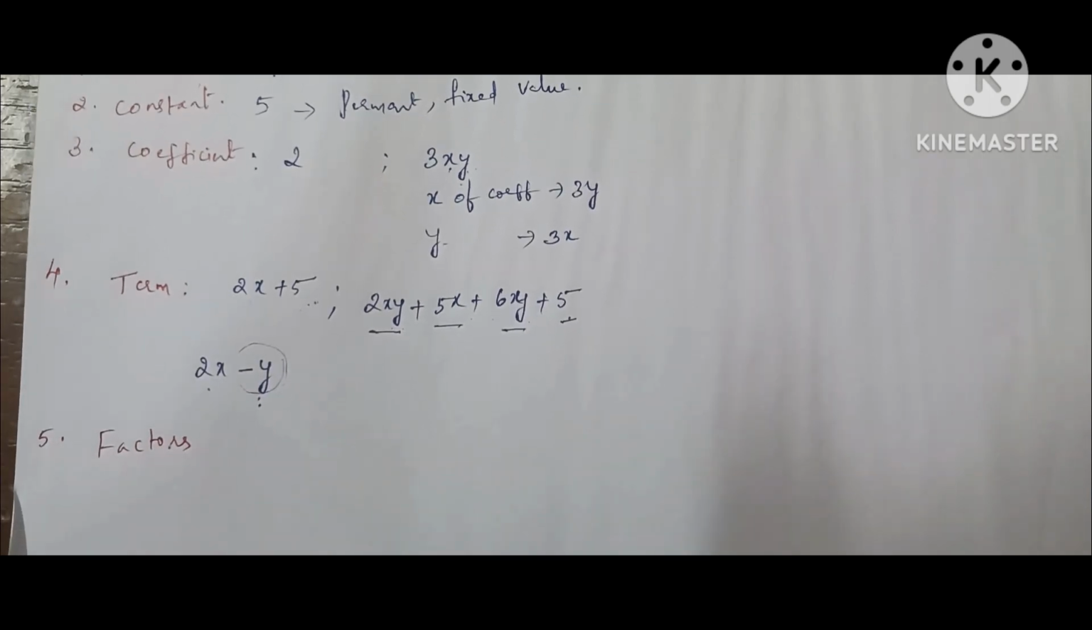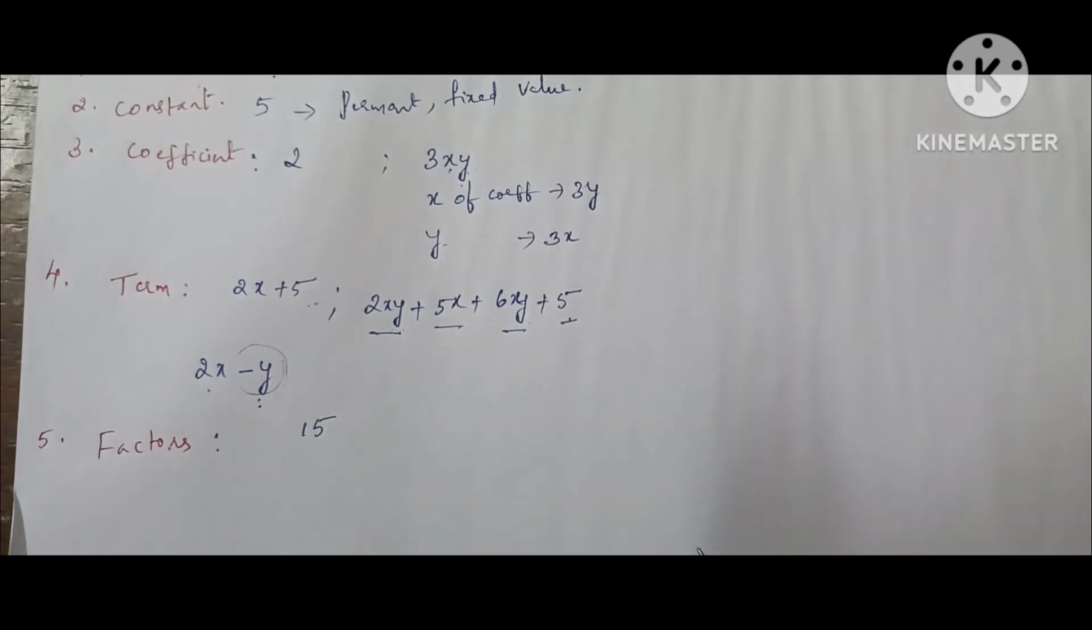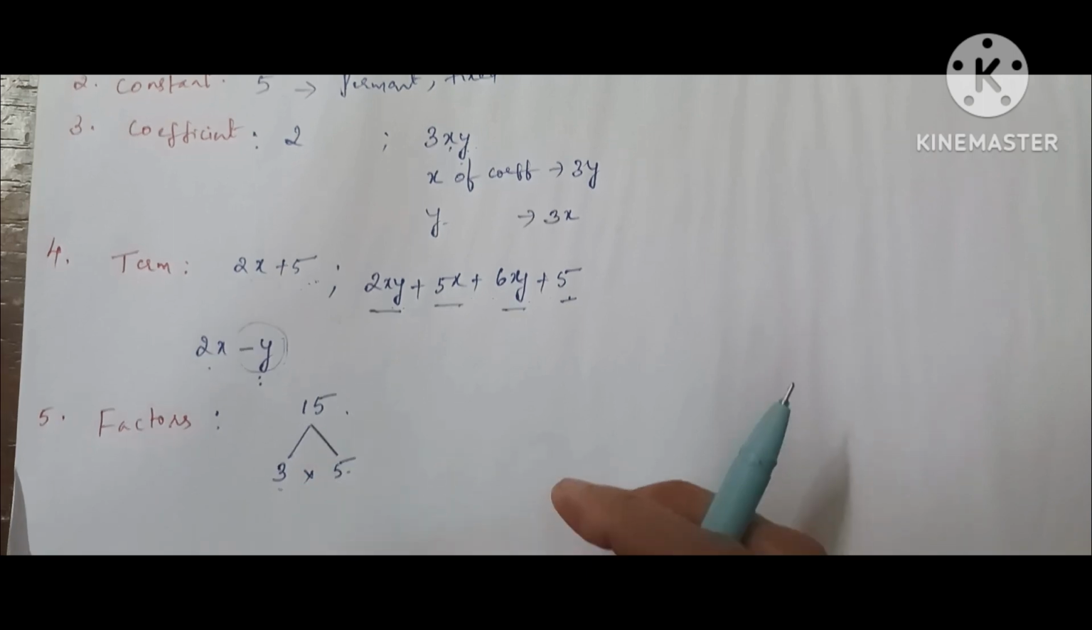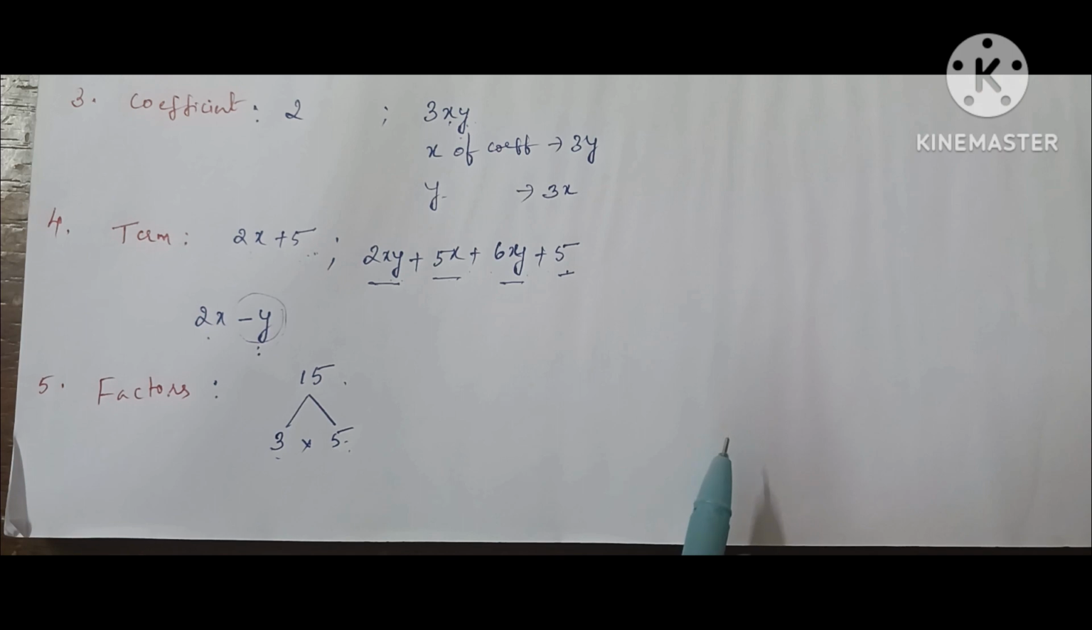F-A-C-T-O-R-S. What are factors? You are already familiar with what factors are. Suppose 15 is the number. To find the factors, you have to take two numbers, that is 3 and 5. 3 times 5 is 15. You will say that 3 and 5 are the factors of 15.